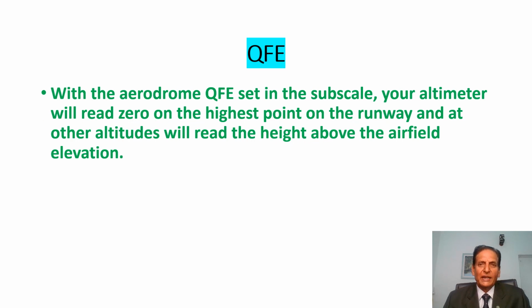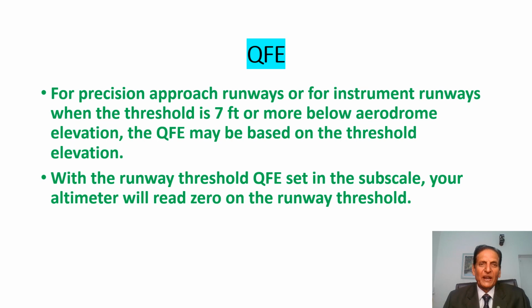With the aerodrome QFE set in the subscale, your altimeter will read 0 on the highest point on the runway and at other altitudes will read the height above the airfield elevation. For precision approach runways or for instrument runways, when the threshold is 7 feet or more below the aerodrome elevation, the QFE may be based on the threshold elevation. With the runway threshold QFE set in the subscale, your altimeter will read 0 on the runway threshold.